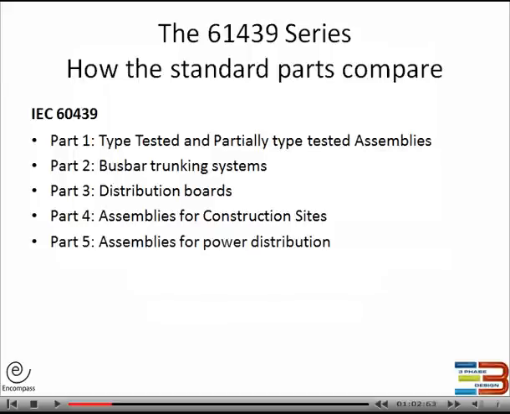The IEC 61439 series has been introduced to replace the IEC 60439 series. However, the structure of the standards is different. The 60439 standard is structured as detailed. Part 1, type-tested and partially type-tested assemblies. Part 2, busbar trunking systems. Part 3, distribution boards. Part 4, assemblies for construction sites. And Part 5, assemblies for power distribution.